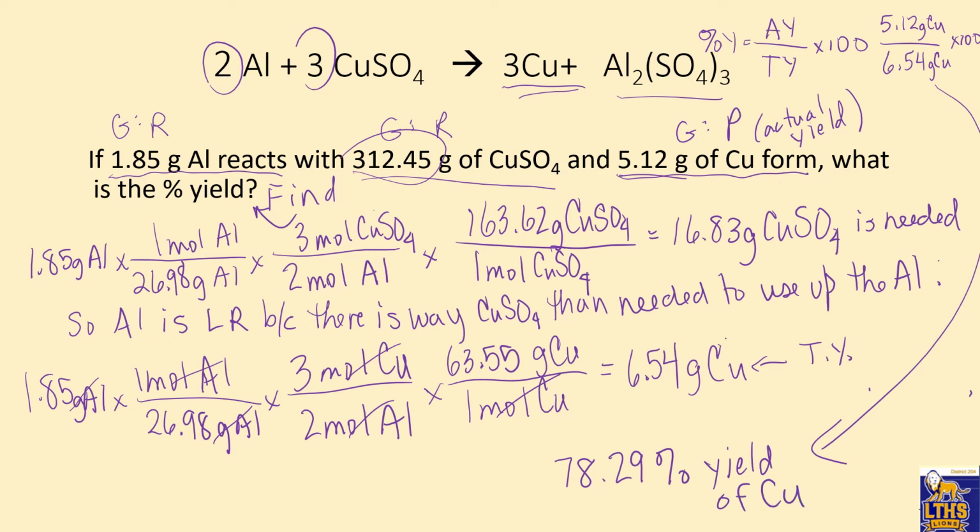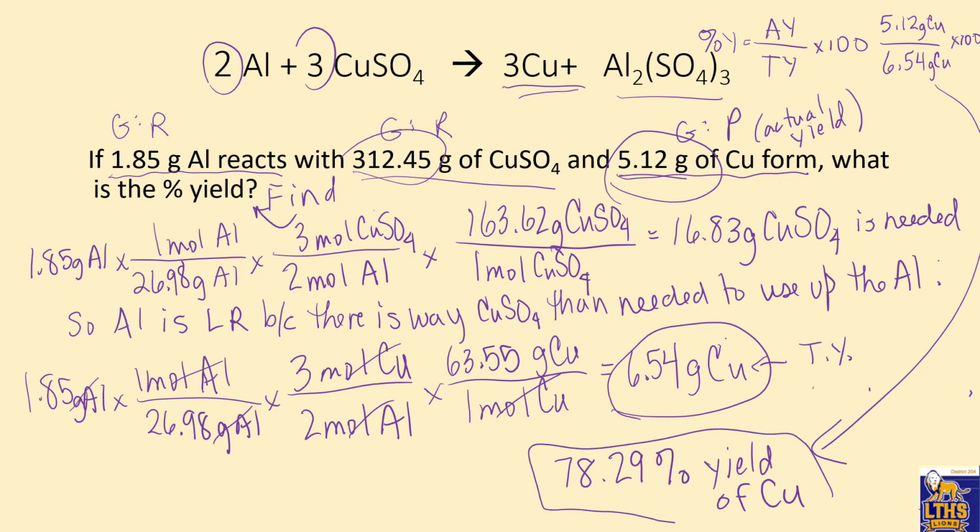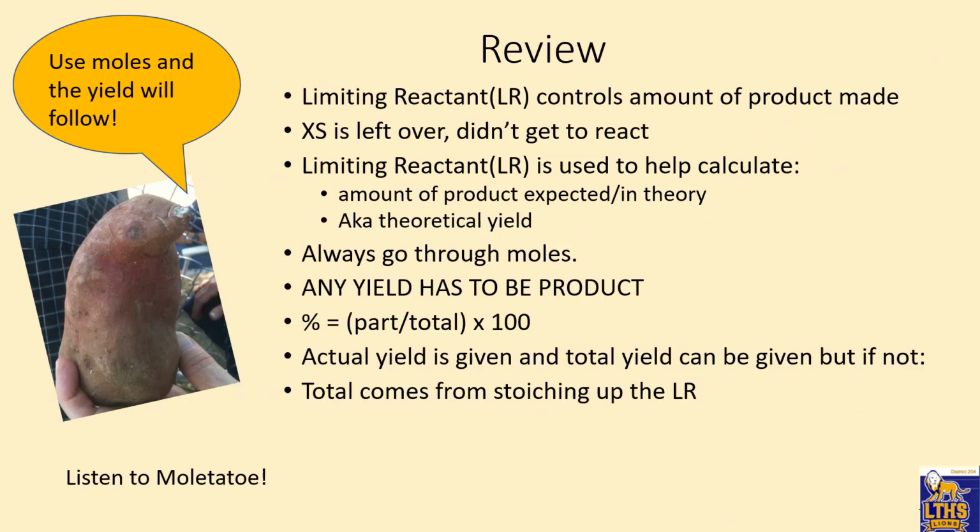So I thought I'd be able to make 6.54 grams. I only made 5.12 grams. So I divided 5.12 by 6.54 times 100. I find out I got 78.29% of what I could have gotten. All right, let's see. Review.